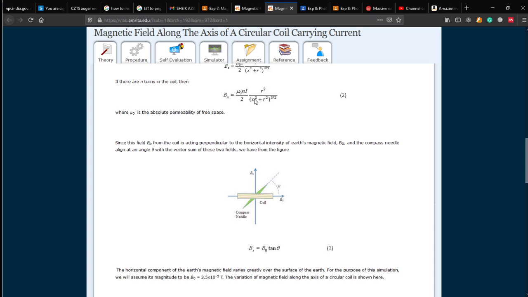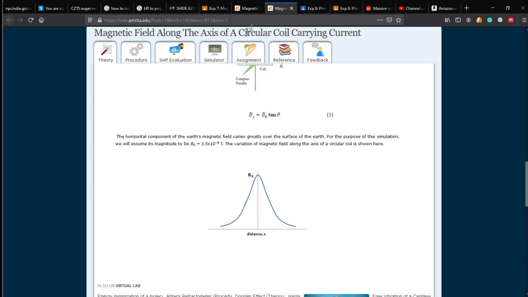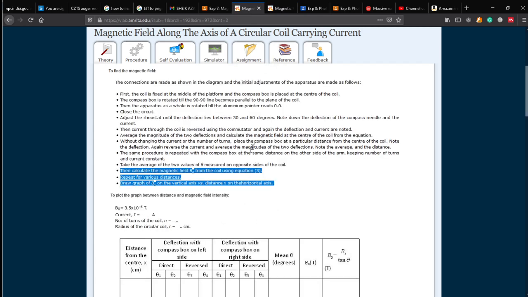Even if I give a negative x value, as it is squared, it will be positive. So whatever the value is, the Bx will be positive until the direction of the I is changed. If the direction of the I is changed, the Bx value will also be changed. Now coming to this graph part, and as well we have the procedure part.